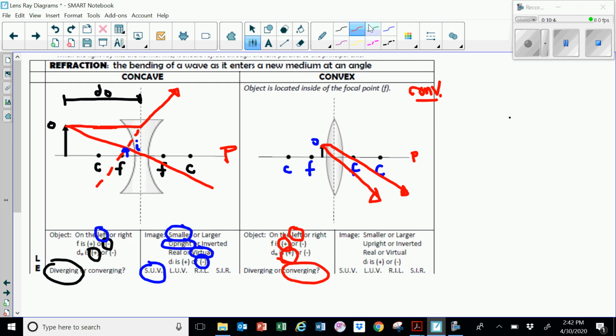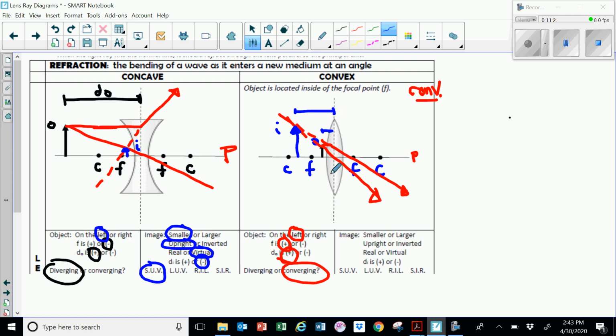So what I'm going to do is extrapolate these backwards to where they converge. My drawing isn't great, but it should work out. They converge back here somewhere, and the image sits where they intersect, back here somewhere. This would be the image right there, I. And this would be DO, the distance between the object and the vertex, and this would be DI, the distance between the image and the vertex.